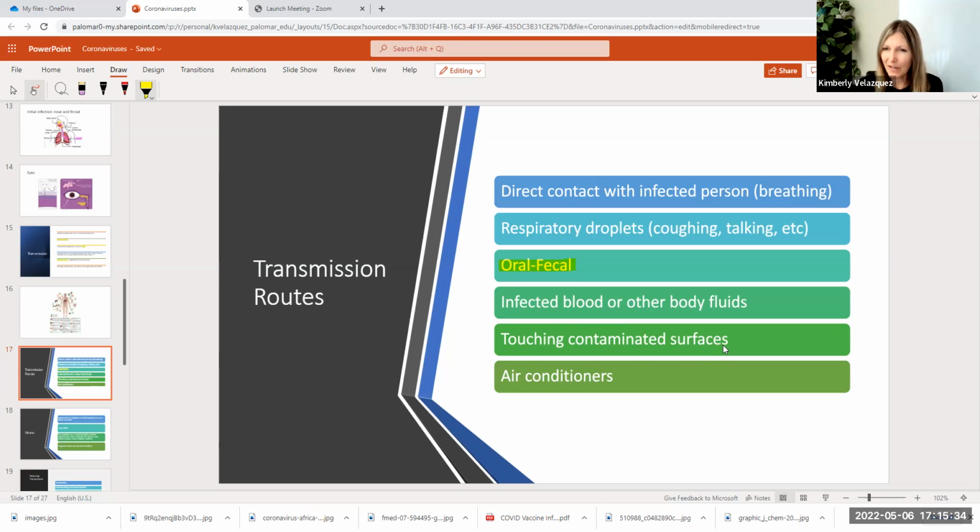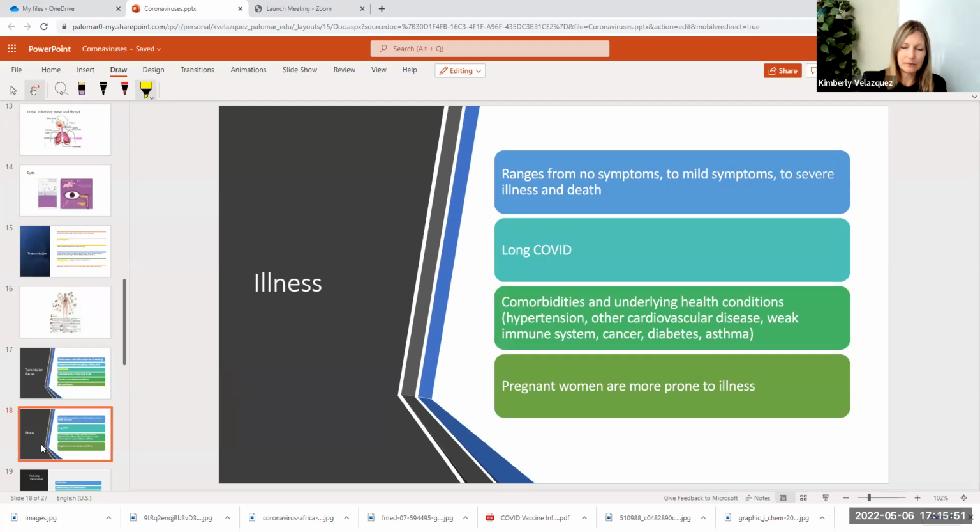This is an enveloped virus, so it doesn't live as long on surfaces as things like the flu virus and some other cold viruses do. Air conditioners can circulate those viral particles. Air conditioners usually have a filter system that helps with that. So this isn't a huge way that it's transmitted.